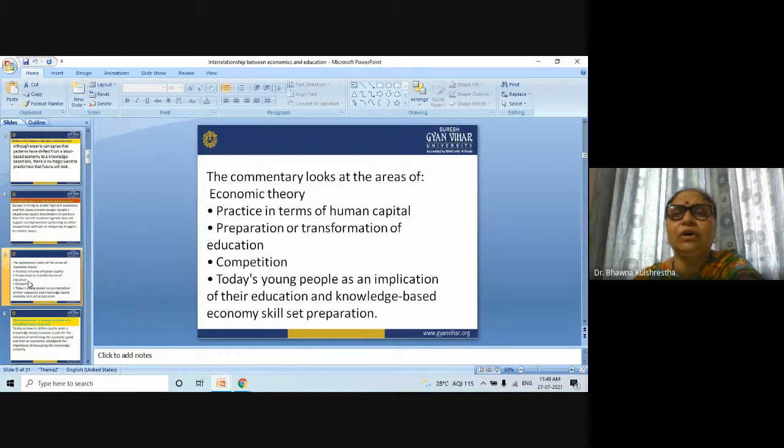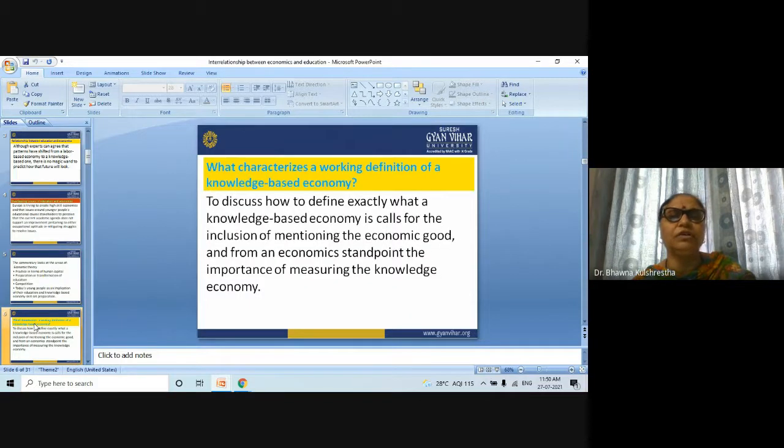And the overview. Obviously there has always been a form of knowledge based element to even the industrial or manufacturing labor based economic situations which dominated past decades, before the existence of a knowledge based economy. And the next is what characterizes a working definition of a knowledge based economy.